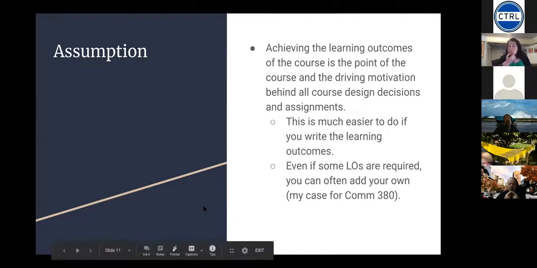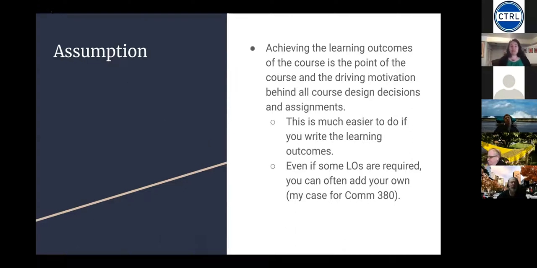Okay. So the assumption behind all of this is that achieving the learning outcomes of the course is the driving motivation. I know that not everybody subscribes to that belief, but that's the underlying idea behind this kind of approach: that all of your course design decisions are based on having students achieve your learning outcomes. So if you're writing the learning outcomes, hopefully these are things that you want to achieve. But even if you are receiving learning outcomes, you can add your own. And that's what I did for the class that I'll be talking about as the example today.